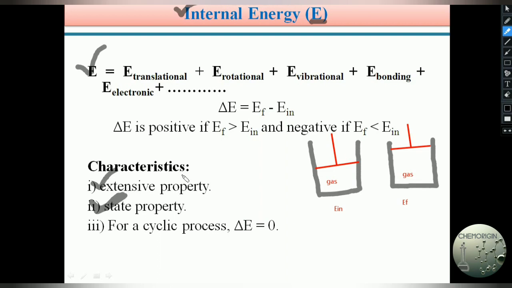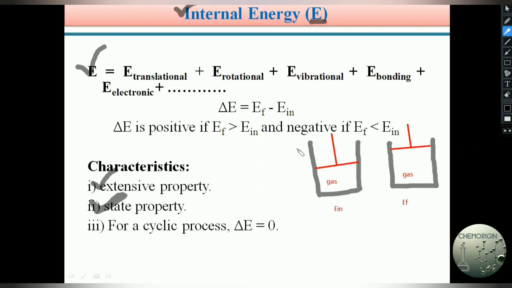In the previous slide we said water is a liquid at constant pressure between temperatures 0 to 100 degrees centigrade. At 1 atmospheric pressure below 0 degrees centigrade, the same water is in solid state. Above 100 degrees centigrade, the same water is in gaseous state. Therefore, the water's internal energy in gaseous state, in liquid state, in solid state, will vary with the state. Therefore, internal energy is a state function or state variable.